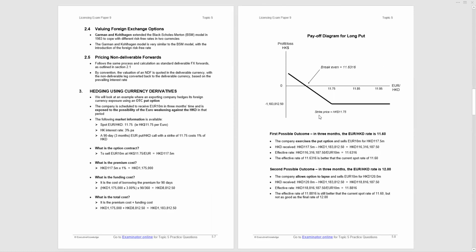2.4, valuing foreign exchange options. Now there's an added element, and I've seen this examined. We had Messrs. Garman and Kohlhagen extend the Black-Scholes-Merton model in 1983 to cope with the different risk-free rates in two currencies, because that's an element in the option price. And the model is very similar to Black-Scholes' model with the introduction of the foreign risk-free rate. We don't have to go into it in any more depth. Just be aware, Garman and Kohlhagen extended the Black-Scholes-Merton model for the pricing of foreign exchange options by recognizing the risk-free rate of the two countries involved.